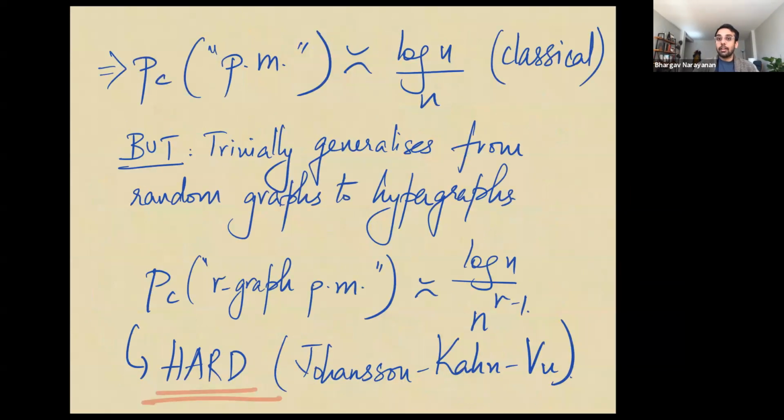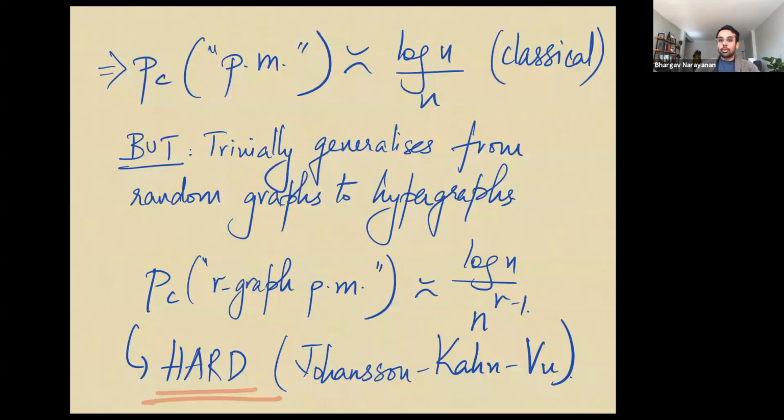And there we have it. It's easy that it follows immediately that the threshold for perfect matchings is at most log n over n. And one nice thing about this very simple calculation is that it generalizes immediately to hypergraphs.